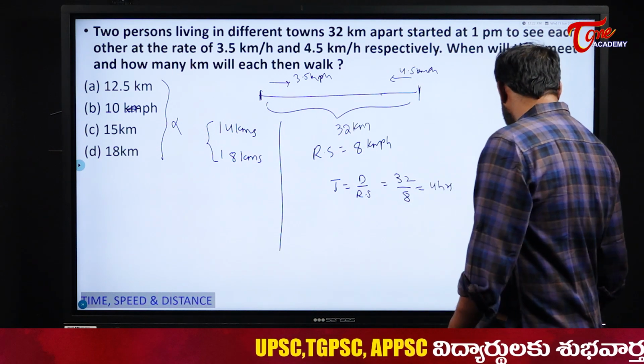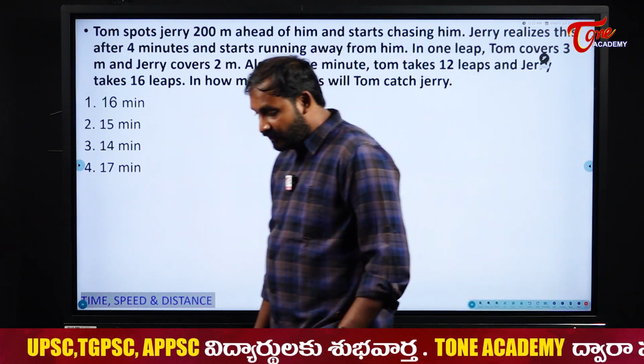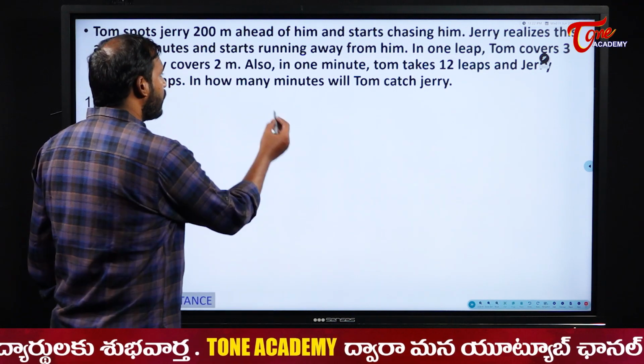Okay, next one. Tom spots Jerry 200 meters ahead of him and started chasing him. Tom and Jerry we have.